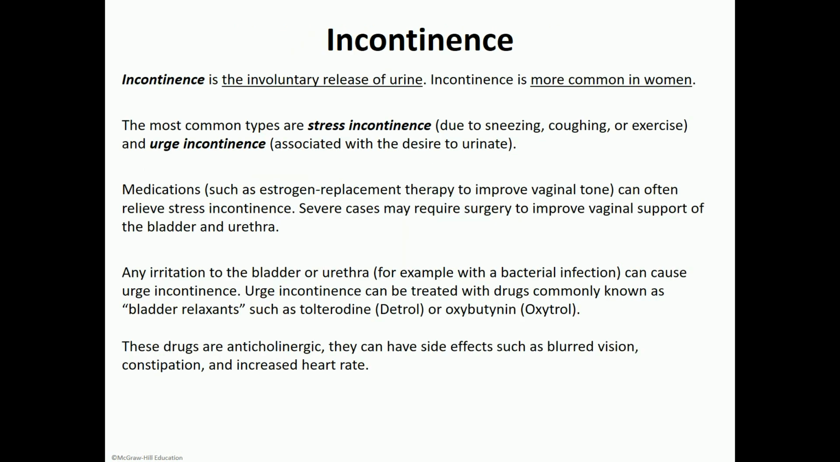Incontinence is a condition where there is an involuntary release of urine. Incontinence is more common to happen in women than in men. And the most common kinds of incontinence are stress and urge incontinence. So stress incontinence usually happens not because of psychological stress, but stress here means an increase in the intra-abdominal and intrapelvic pressure. So for example, sneezing or coughing causes a sudden increase in the intra-abdominal pressure, and that can lead to the escape of some urine out of the bladder. So that's known as stress incontinence.